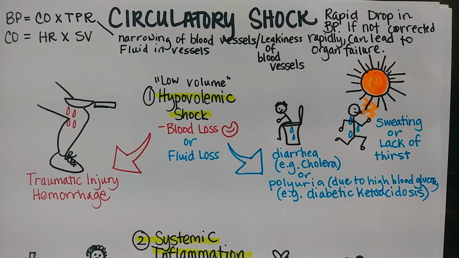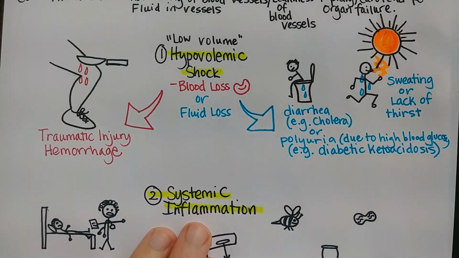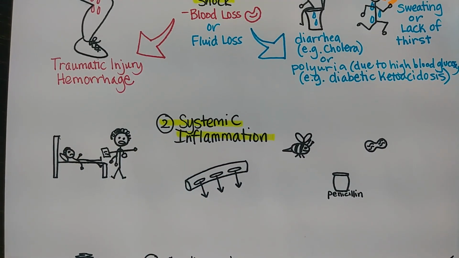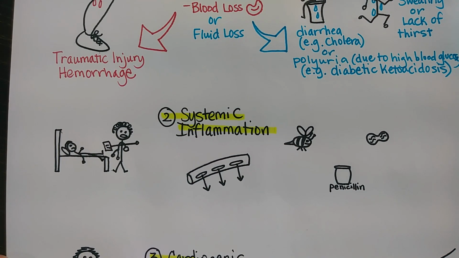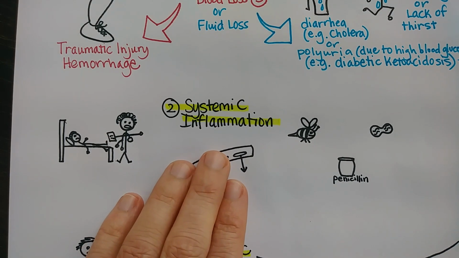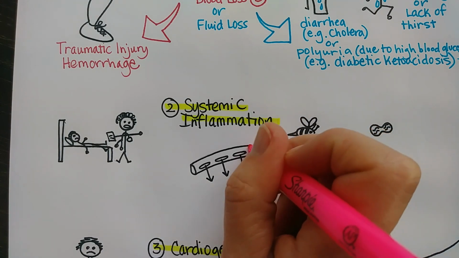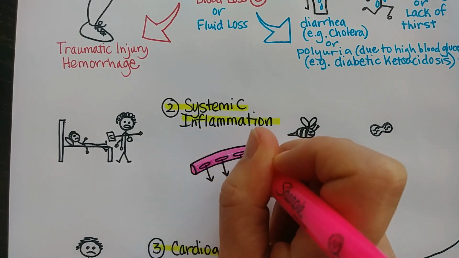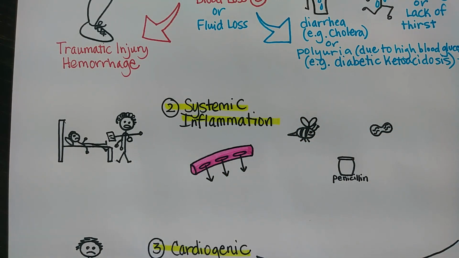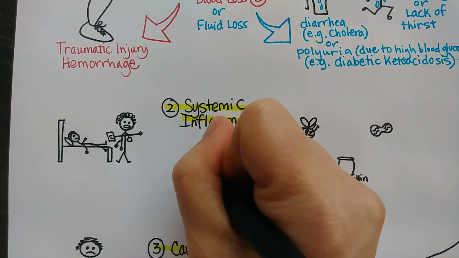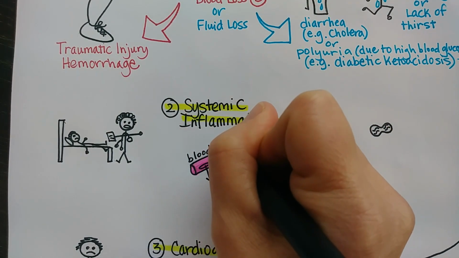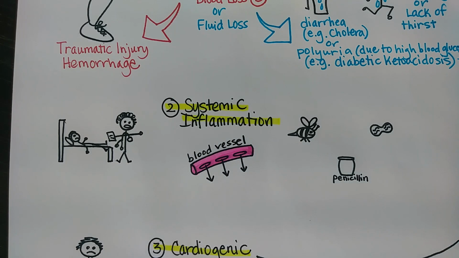Okay, so the next type of circulatory shock that we can see would be systemic inflammation, and always this is going to come down to leaky blood vessels. So I'm going to make this capillary here. This represents a blood vessel. I'm going to write this with my black pen. So a blood vessel, and inflamed blood vessels are leaky.